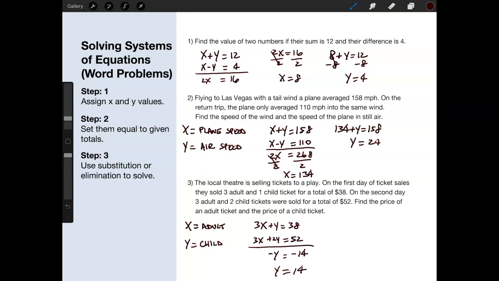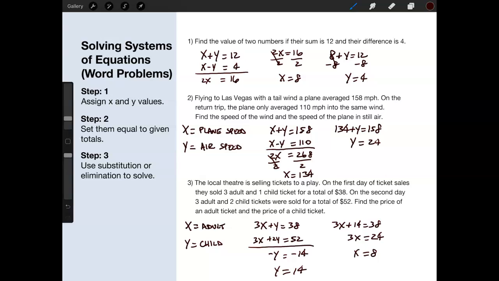Now we can substitute this back into one of the equations to solve for x. We can do 3x plus 14 is equal to 38. Subtract 14 from both sides, and we have 3x is equal to 24. Divide both sides by 3, and x is equal to 8. So the price of an adult ticket was $8, and the price of a child ticket was $14.